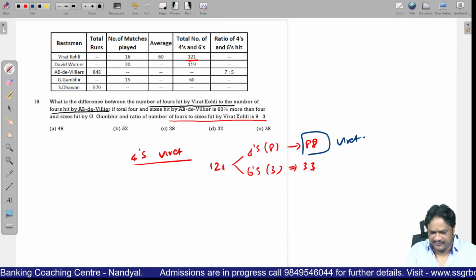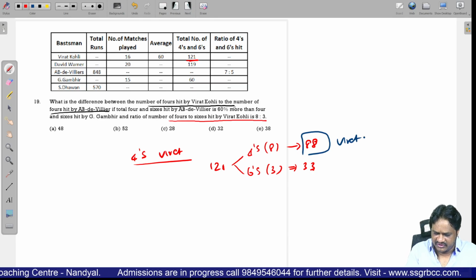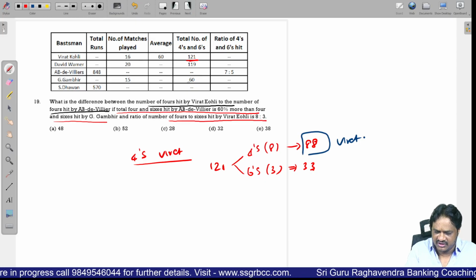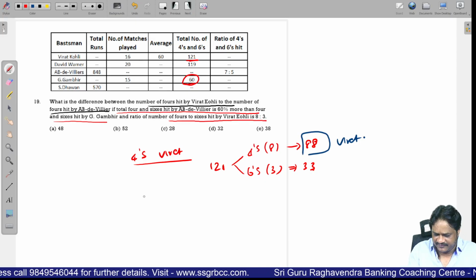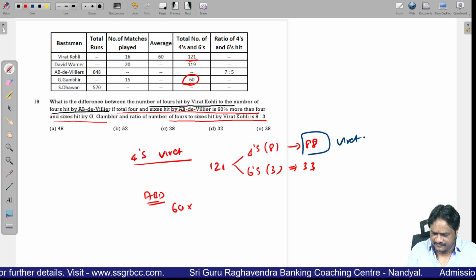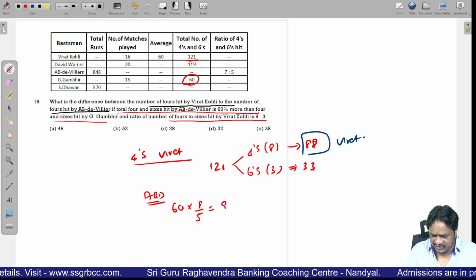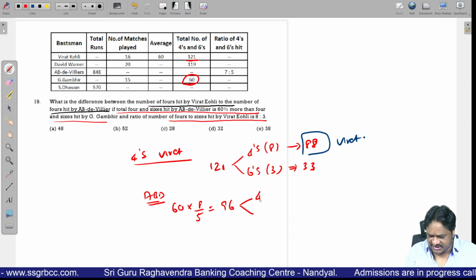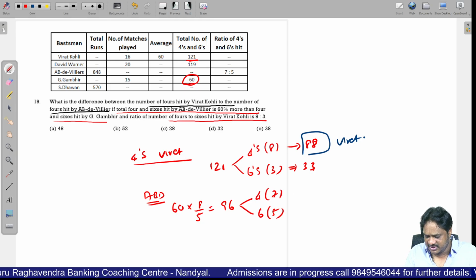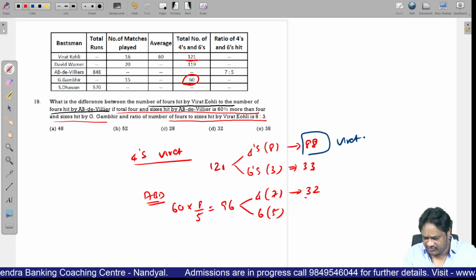Virat Kohli done. Now come to which one we have to calculate? AB de Villiers. The number of fours and sixes hit by AB de Villiers is 60% more than Gautam Gambhir. Gautam Gambhir is hitting 60. So now AB de Villiers: 60 into 8 by 5 will give 96. In this 96, 4s and 6s are in the ratio of 7 is to 5 for AB de Villiers. So 7 plus 5, 12. 96 by 12 is 8.